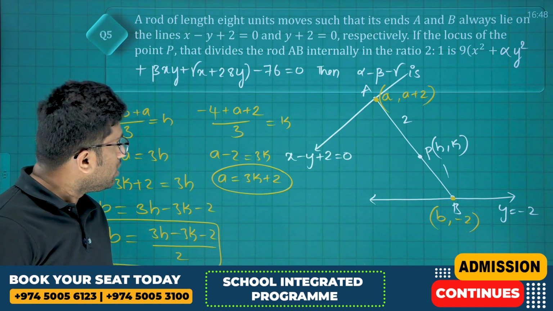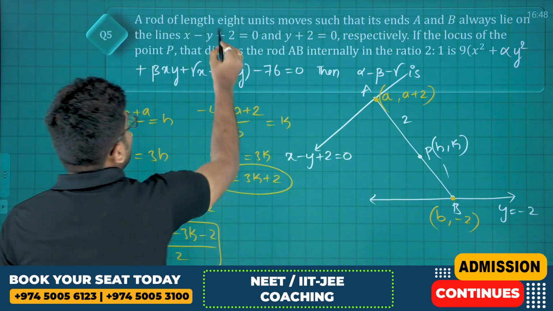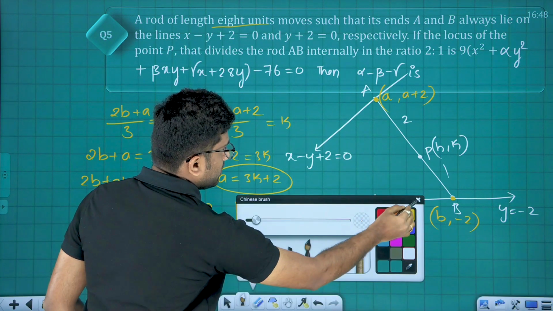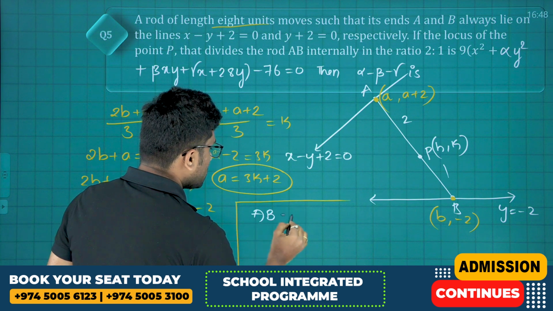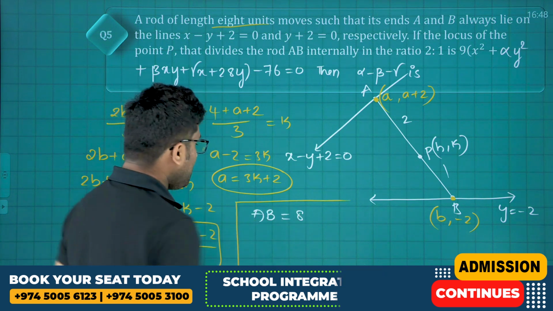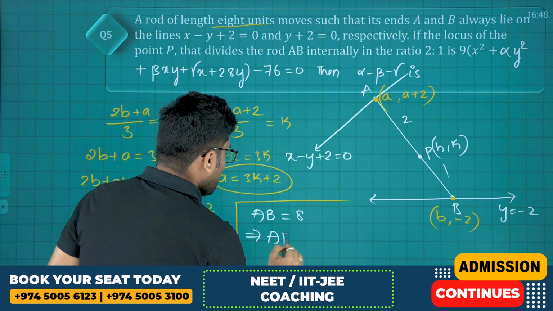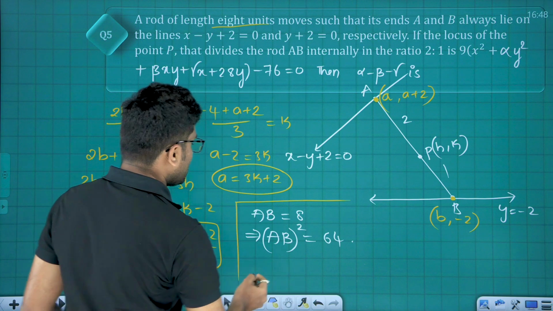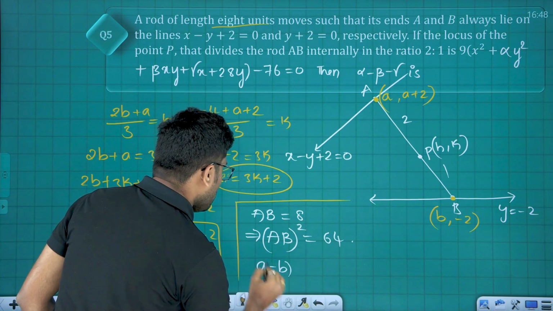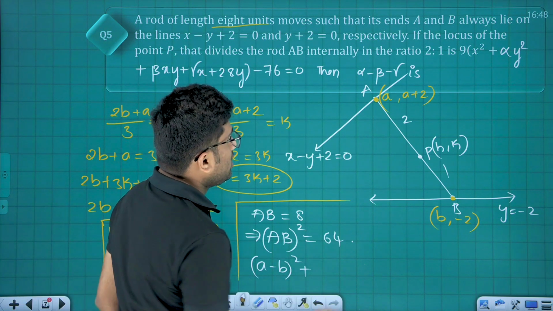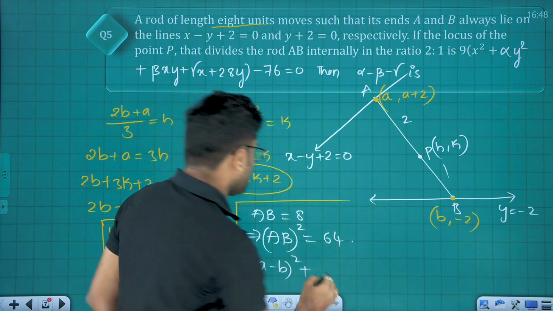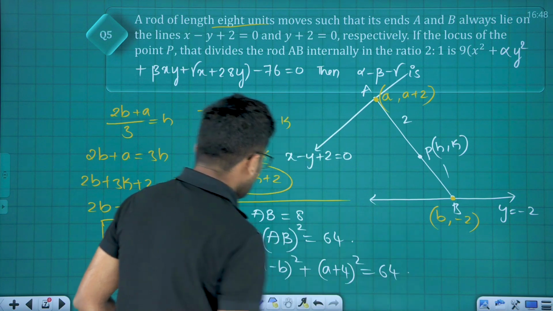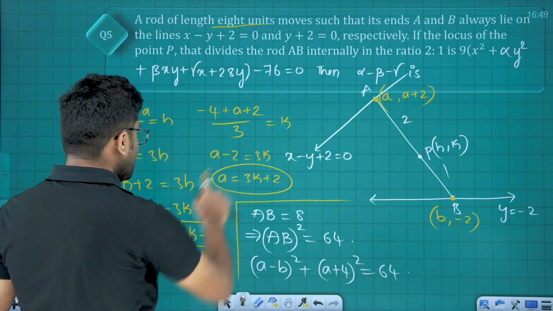Now another equation: a rod of length 8 units. That means, dear friends, AB is equals to 8, as they have given. That means AB whole square is equals to 64. Now we use the distance formula. What is the distance formula? a minus b whole square plus a plus 2 minus of minus 2, that is a plus 4 whole square, is equals to 64. Now what is a minus b? A is 3k plus 2.